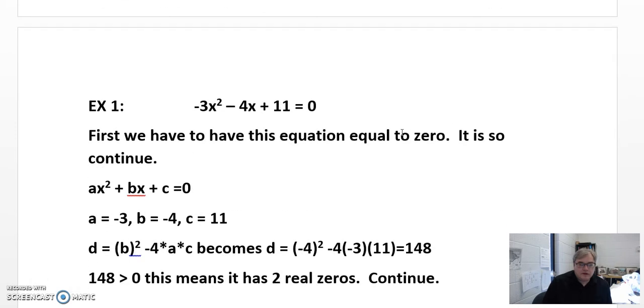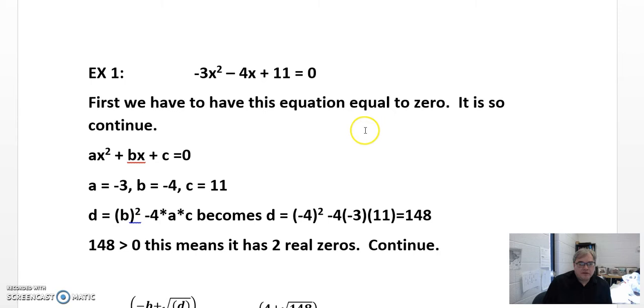So going down to the first example, it's equal to 0. It's a quadratic, and the next thing we have to do is check to see what a, b, and c are. So a is -3, b is -4, c is 11. Then we're going to use our formula for d and just plug it in. I'm going to write d a couple different ways. Sometimes I put the a's and c's in parentheses, like I'm doing over here. Whatever you want, but always put the b in parentheses, then square it.